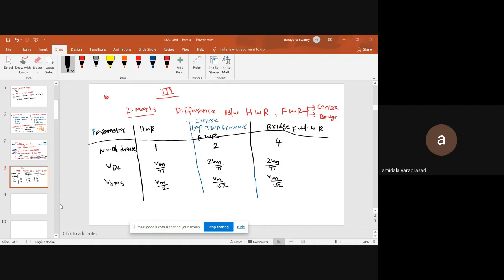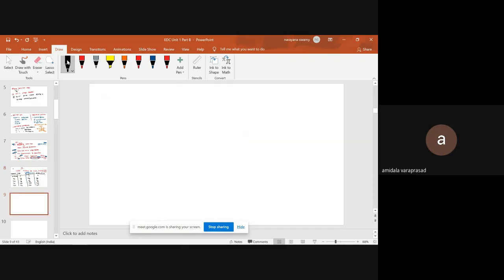Next one is, same, IDC and IRMS. IDC is Im by pi for half wave, here 2 Im by pi, and here also 2 Im by pi. The IRMS is Im by 2, then Im by root 2. Here also Im by root 2.